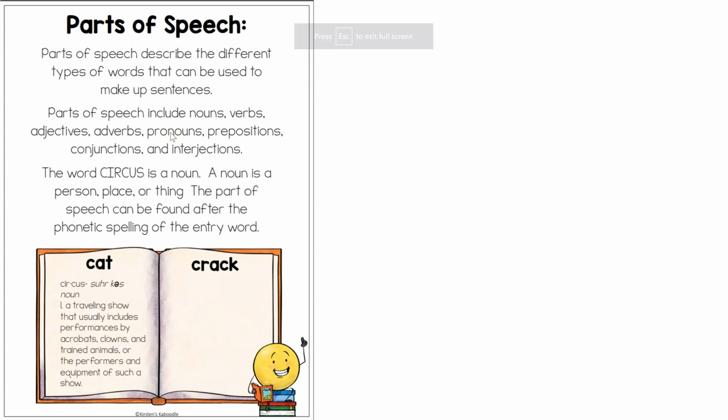Dictionary entries also include parts of speech, something that I pointed out earlier in this video. Parts of speech describe the different types of words that can be used to make up sentences. Parts of speech include nouns, verbs, adjectives, adverbs, pronouns, prepositions, conjunctions, and interjections. The word circus is a noun. A noun is a person, place, or thing. The part of speech can be found after the phonetic spelling of the word.